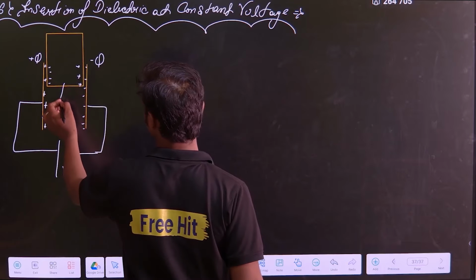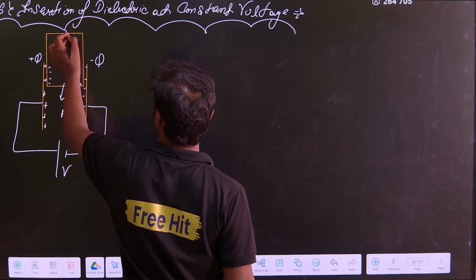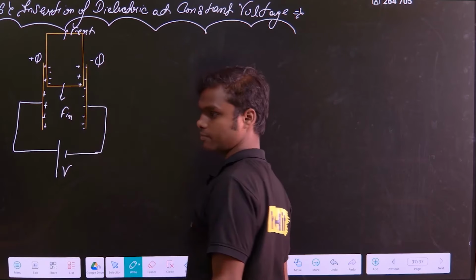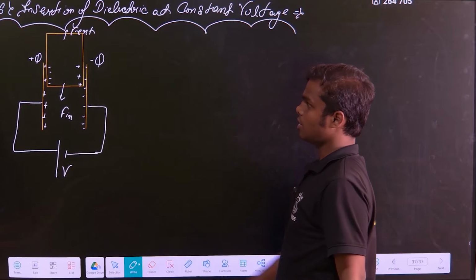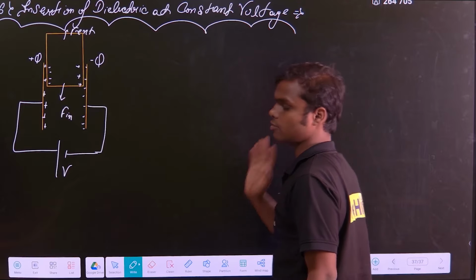Again, here the same thing. There will be F internal, and there will be F external. We have to do the process very slowly. Clear? I hope till here everything is clear to you. The potential is constant. Okay.